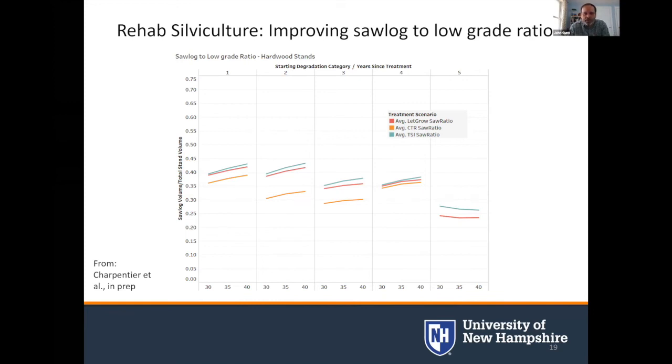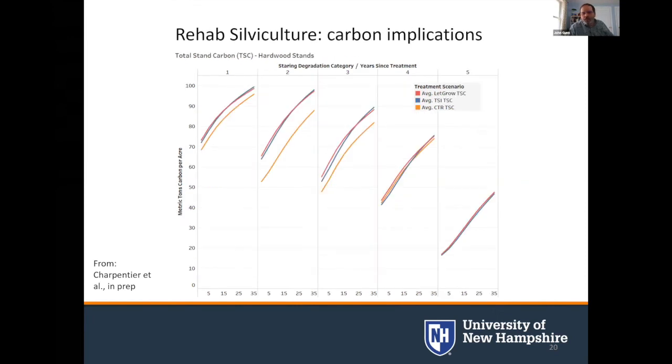Granted, it's not a huge amount, but this is northern hardwood in New England. So I'm trying to demonstrate that there seem to be some opportunities to think about these intentional treatments that shift species composition. And the added benefit is that there's a carbon upside to this, partly because a lot of the desired commercial species are also longer lived, higher carbon dense species.